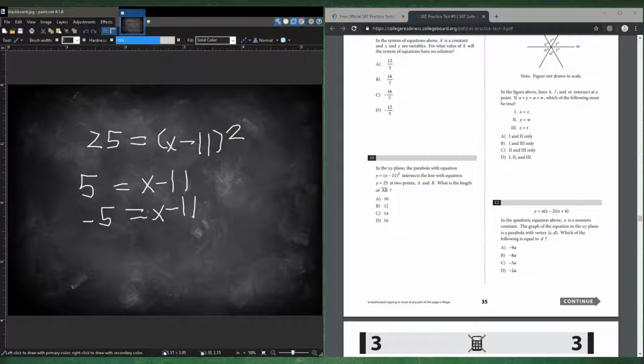Just think about it. If you square both sides, that'll make 25. If you square 5, that'll be 25 is x minus 11 squared. So they're both equal to the first equation. So the first answer would be 11 plus 5, so x is equal to 16. And the second one would be 11 minus 5, which is x equals 6. The answer is x equals 6 and x equals 16. So the length between them is 16 minus 6, which is equal to 10. So the answer is A.